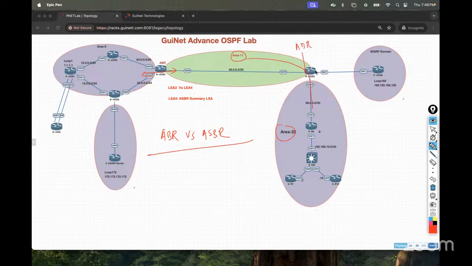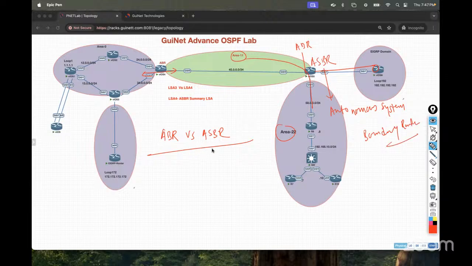But you can see at the same time, we have the EIGRP domain, meaning we are getting some different routes from OSPF. That is a different routing protocol. So this is technically going to become the ASBR. That is known as ASBR, which stands for Autonomous System Boundary Router. ABR is Area Border Router.